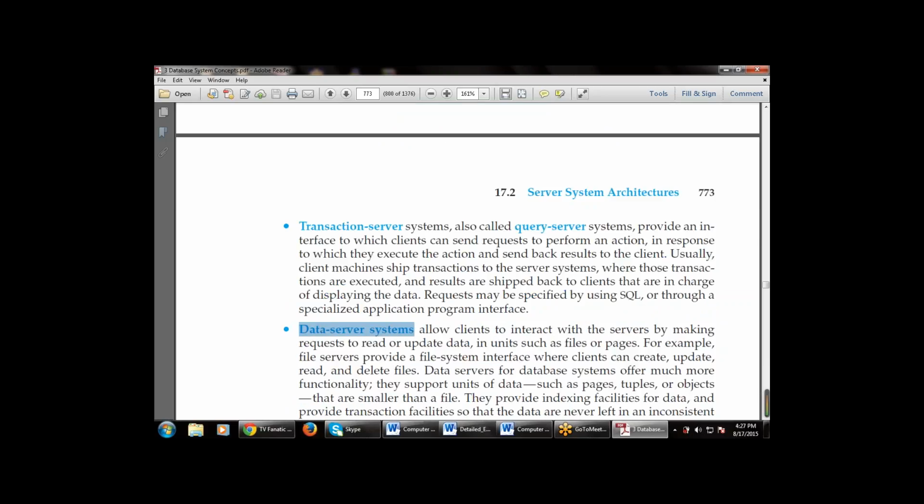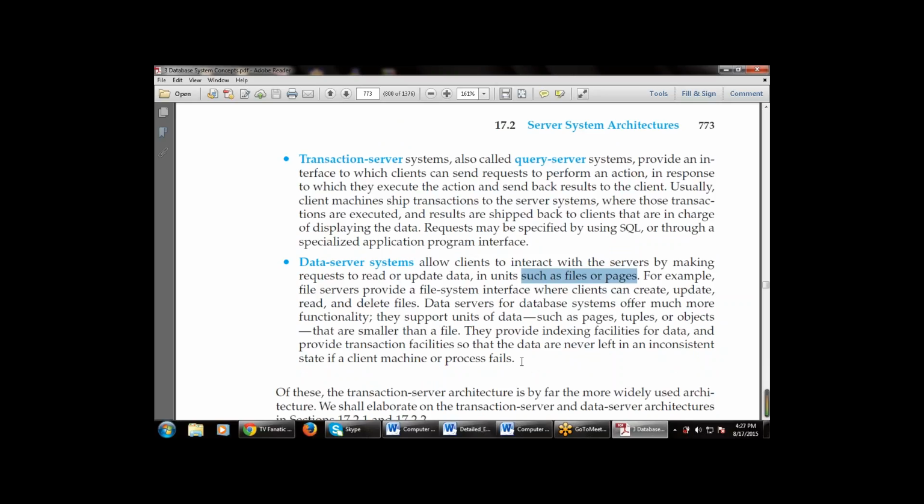Then there is the data server system, which allows the client to interact with the server by making requests to read or update data, such as files or pages. Whatever data is available is displayed in the files or the pages.